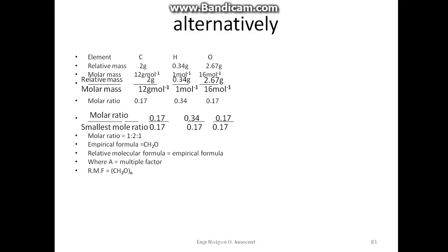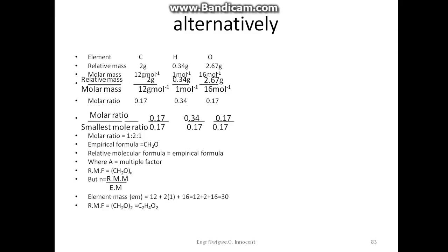Relative molecular mass is equal to empirical formula times N, where N is the multiple factor. Now, relative molecular formula is equal to CH2O all multiplied by N. But N is equal to relative molecular formula over the empirical formula. The empirical formula mass is now equal to 12 plus 2 times 1 plus 16, which will give us 12 plus 2 plus 16, which will give us 30.